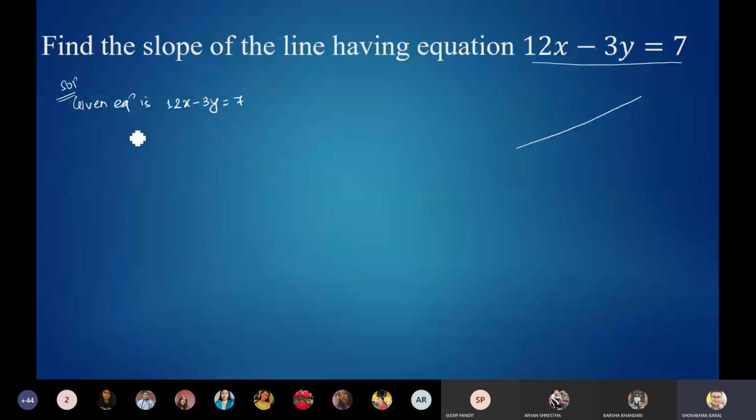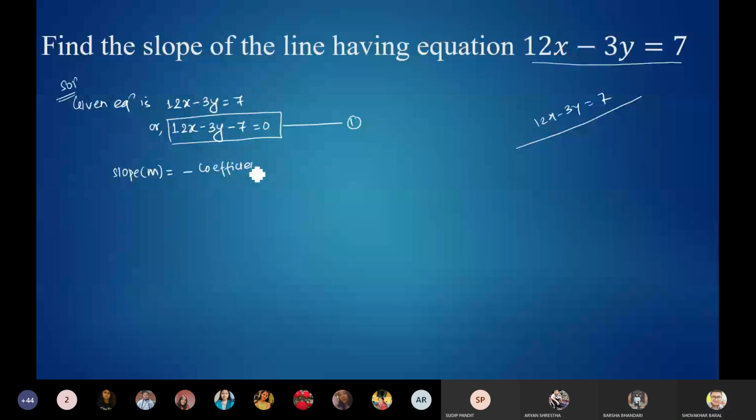Okay, so let's arrange it in the general form. At first x and then y and then constant is equals to 0. Okay, so this is equation number 1. Or you can simply label it any other alphabet, a, asterisk, any sign. Let me suppose a 1. This equation is 12x minus 3y is equals to 7. So to find slope, m is equals to, in this format, the slope is minus coefficient of x upon coefficient of y.